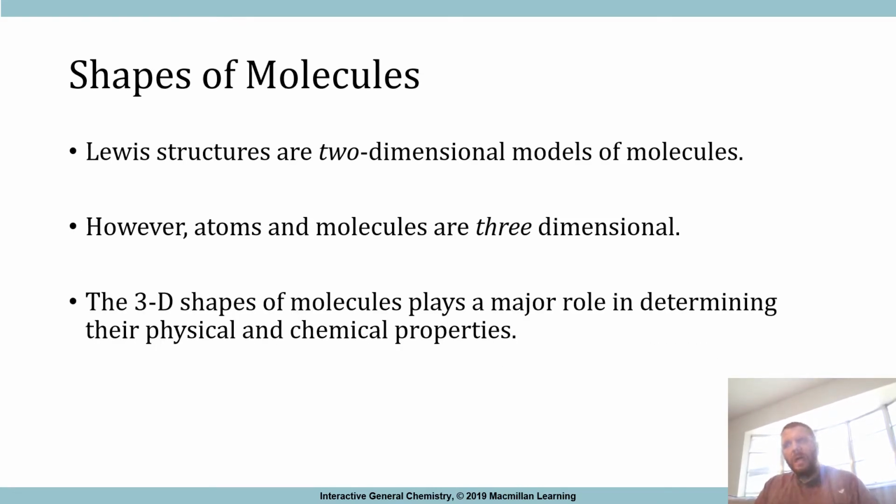So we try to use this thing called VSEPR theory to come up with the shapes of a molecule. So Lewis structures are 2-dimensional models. However, we know that molecules exist in 3 dimensions, and so we need to know the 3-dimensional shape of a molecule in order to determine some physical and chemical properties of those molecules.